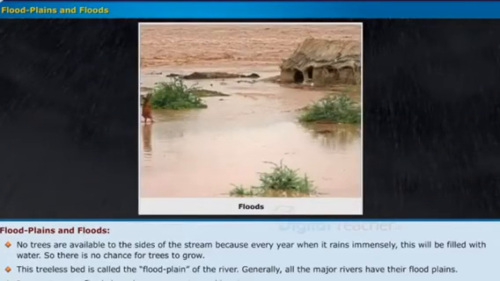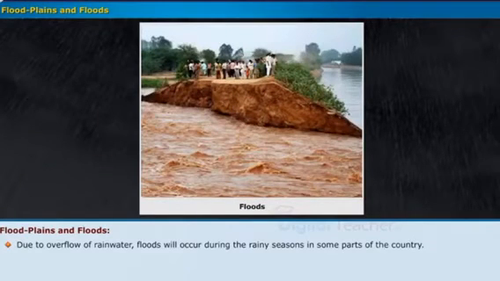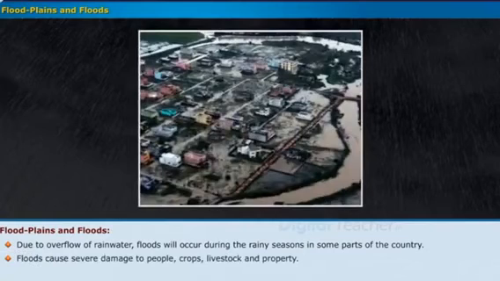In recent years, floods have become a major problem in our country. Due to the overflow of rainwater, floods will occur during the rainy seasons in some parts of the country. Floods cause severe damage to people, crops, livestock, and property.